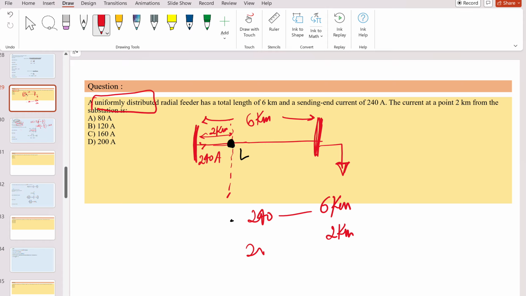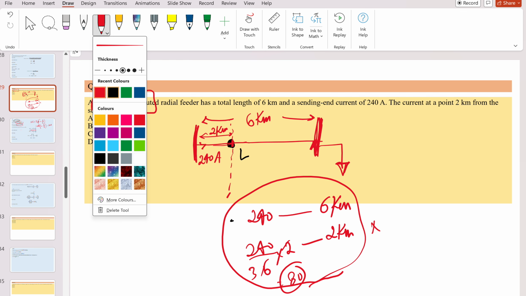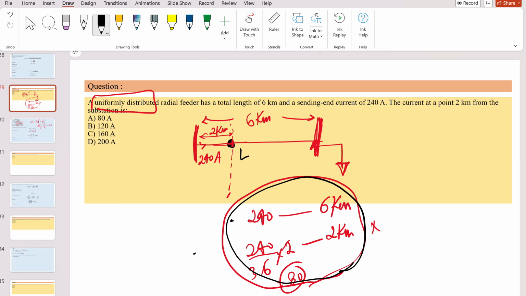For 2 kilometers, it will be 240 divided by 6 multiplied by 2, which comes out to be 80. Okay, so if you see here, it is wrong. Why? Because the 80 ampere drop will not be from this side. It will drop from the 80 amps, so that is what is being asked here. When you calculated through this means, it is from here. So here it is saying that the 80 drop has happened, so 80 ampere will be pointing out here.